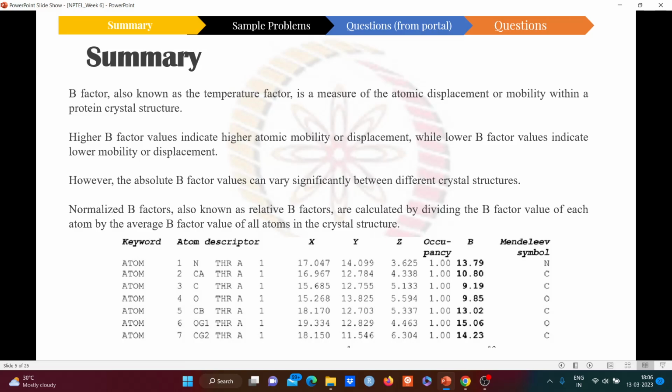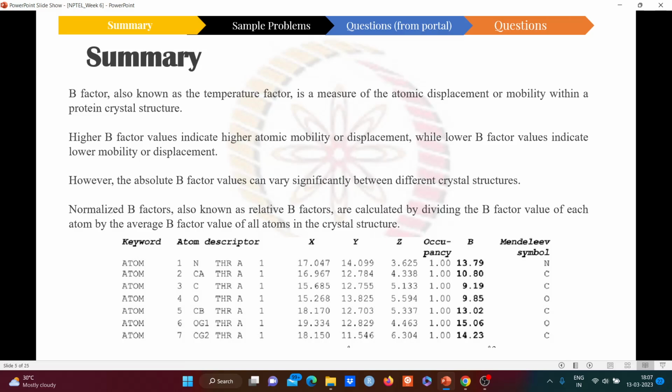These normalized B factors are often used to account for the variations generated due to the absolute B factors and allow us to make more meaningful comparisons. They are also known as relative B factors and are calculated by dividing the B factor value of each atom by the average B factor value of all the atoms in the crystal structure. This allows for the comparison of relative mobility or flexibility of different regions within the same protein or different proteins.